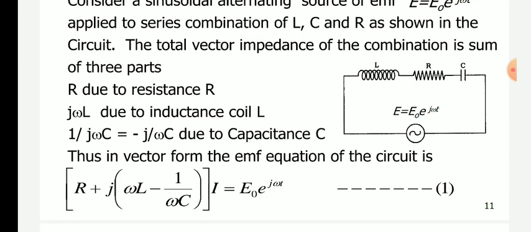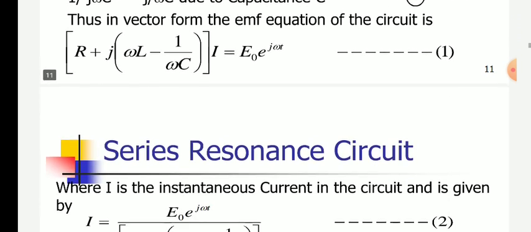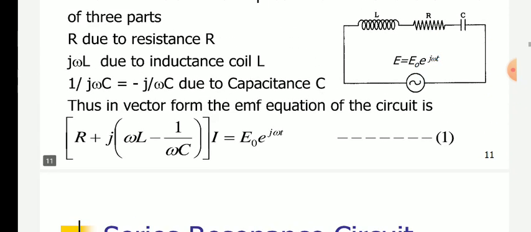Only in case of resistance is the current in phase with the voltage, whereas in case of inductance and capacitance they are not in phase. In case of inductance the current is always lagging by 90 degrees with respect to the voltage. In case of capacitor, the current is always leading by 90 degrees with the voltage. Hence we can take it as imaginary.